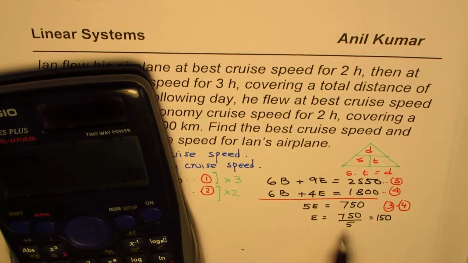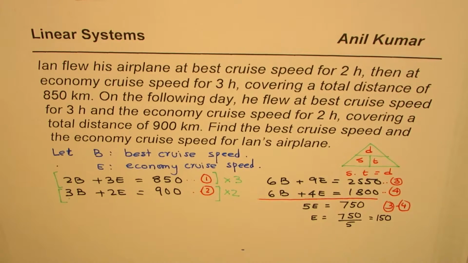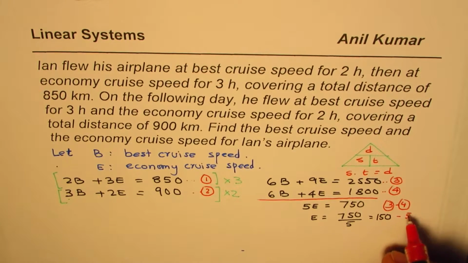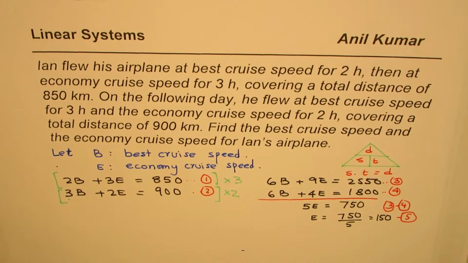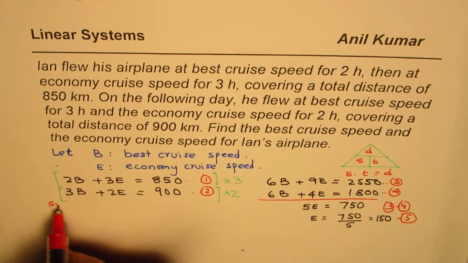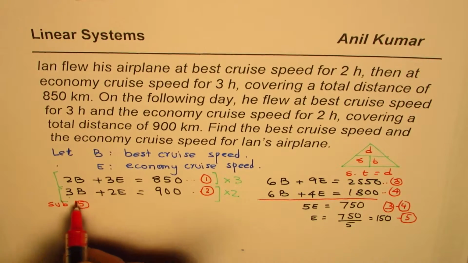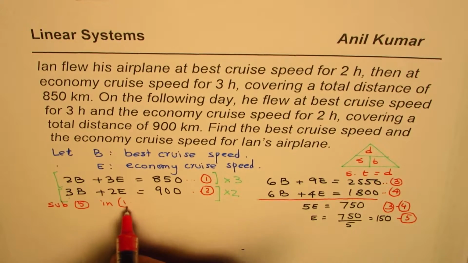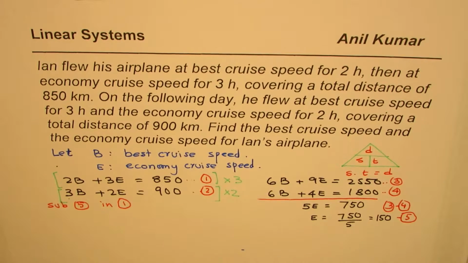Once you find the value of E, you can find the value of B, which is the best cruise speed, using one of your equations, right? So let's write down this as equation 5. It's good practice to keep numbering your equations. Doesn't matter if you land up with 10 equations, okay? So we'll substitute 5 in 1. The circled ones are the equation numbers.